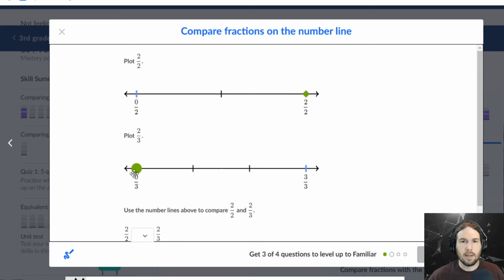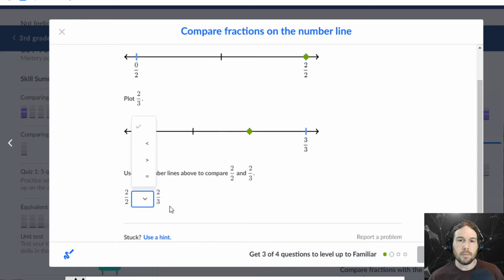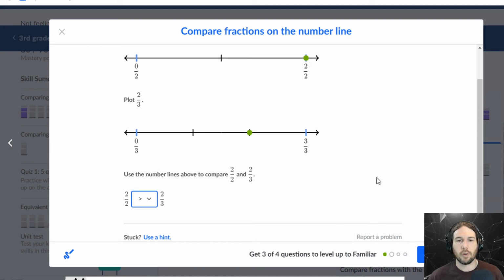2/2, 2/3. And again, because both of these are 1, right? 2/2 is 1, 3/3 is 1. So because we're dealing with two numbers that are the same, being cut into a different number of pieces, 2 over 2 is very clearly greater than 2 over 3.